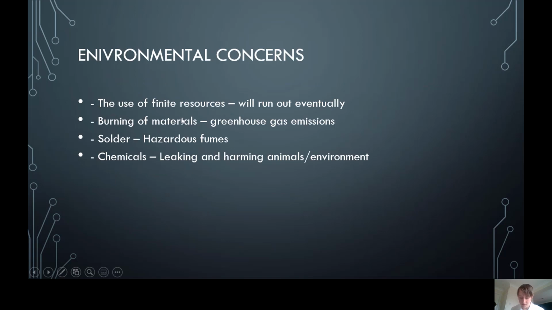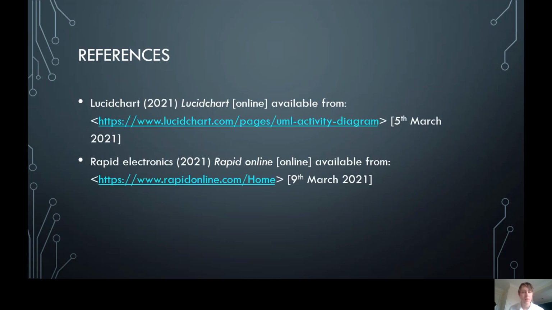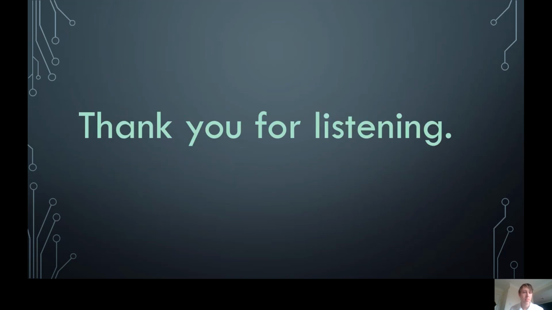For environmental concerns, to make the system, finite resources such as copper will need to be used in the process of creating the PCB. Harmful chemicals are used and need to be disposed of safely after use so as to not harm the local environment and wildlife ecosystem. These are the references for the UML flowcharts and the bill of materials.